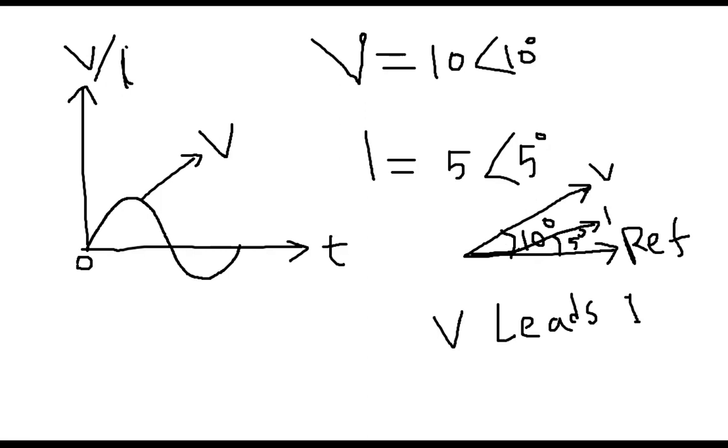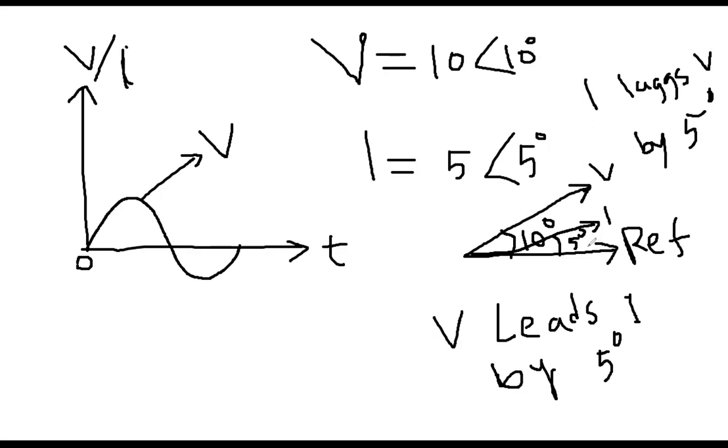That is the meaning of leading or lagging. So this means which has gone far. And what is the difference? 5 degrees is the difference. Because this has gone 10 degree, this has gone up to 5 degree. This is my difference, 5 degree. So the conclusion is V leads I by 5 degree. That is the meaning of the leading. Or in other words, you can say that I lags V by 5 degree.